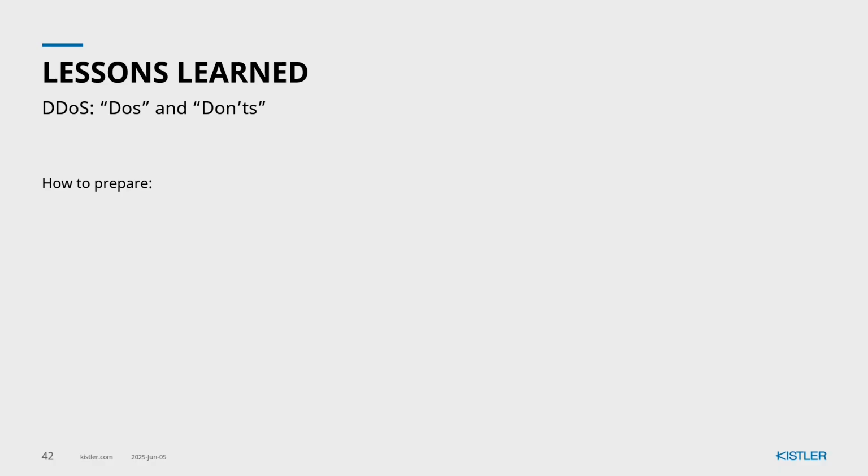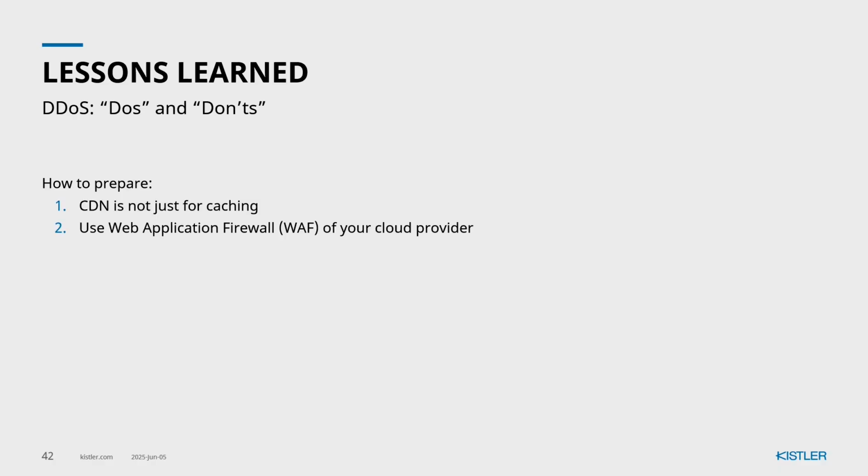How to prepare for this? CDN is not just for caching. Using a web application firewall of your cloud provider is really providing you many rules to choose from. Pick what fits you the best. Learn upfront to use this web application firewall. These can be complex components, but by being complex, they offer you flexibility. Once you know them and the possibilities, you are in a very good position to fend off these attacks.